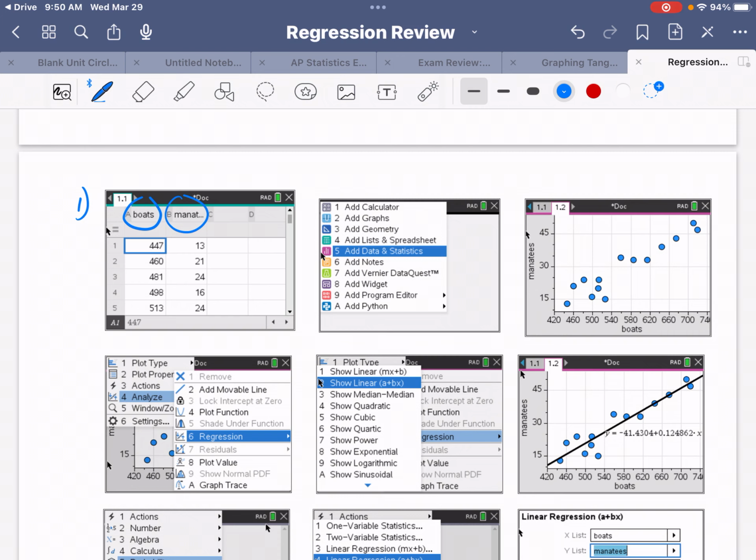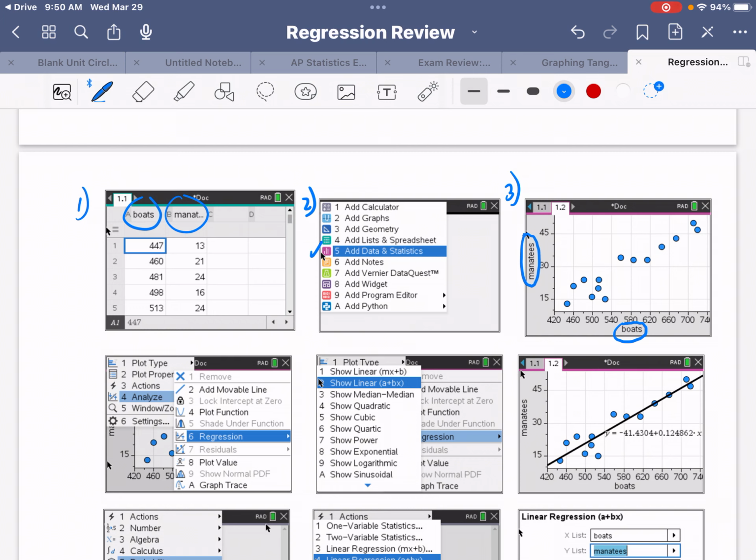Okay, now after you get the data entered into the list, then you want to press the menu button and you want to add data and statistics. Now, when you add data and statistics, you're not going to see this scatter plot right away. You have to go down here. It'll say click to make a variable. So you click that, and you want boats to be your x-axis variable. And then you go over here and you click and you choose manatees. And then all of a sudden your scatter plot appears.